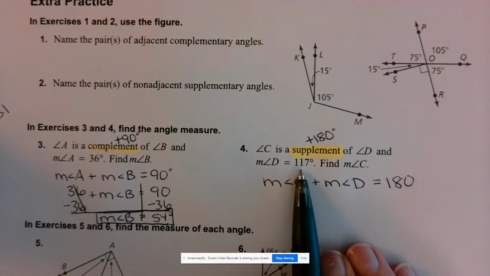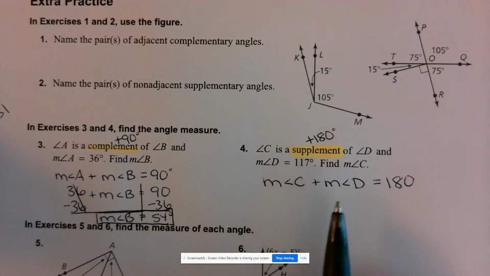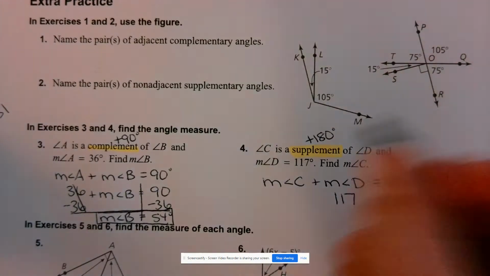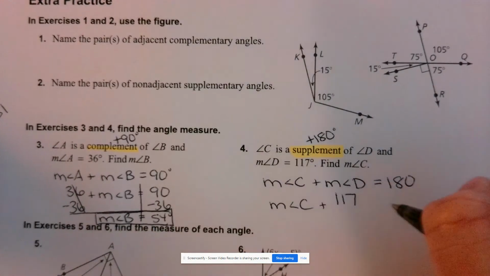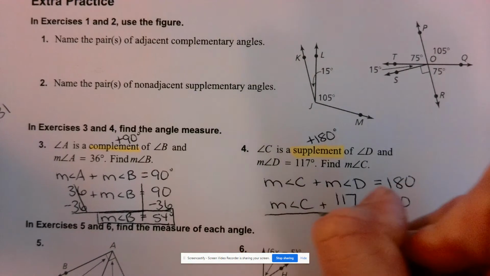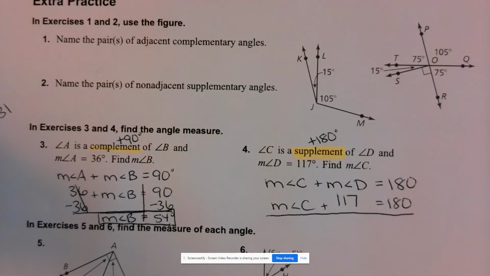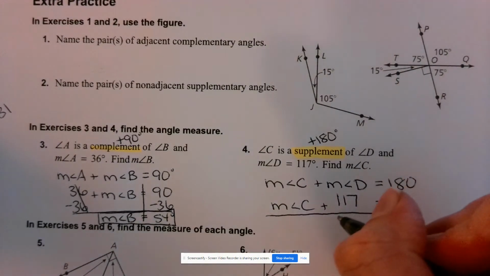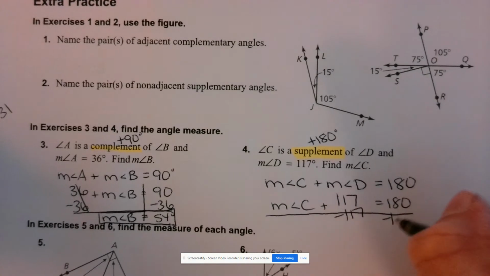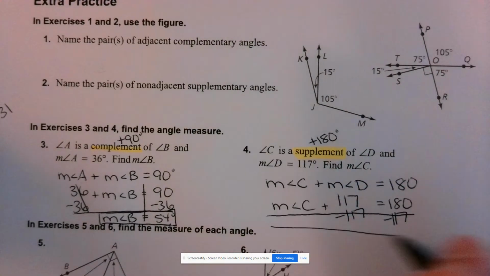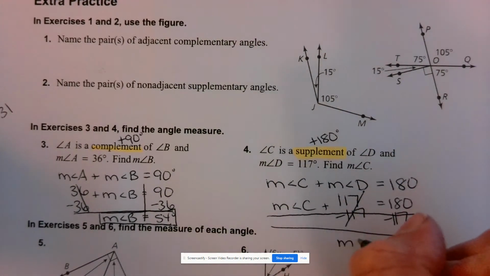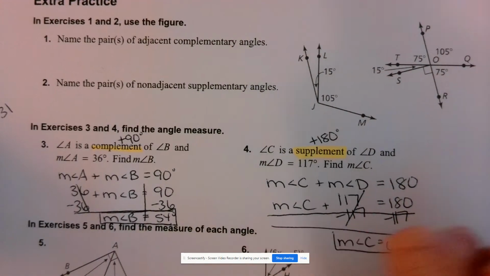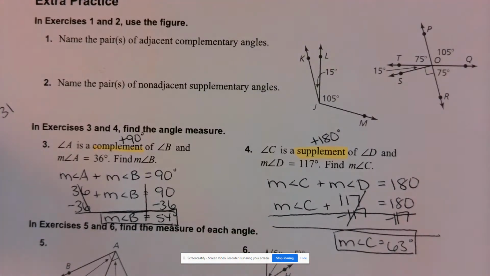They tell us that the measure of angle D is 117 degrees, so I'm going to plug that in. And to solve for the measure of angle C, I don't know why I drew a line right there. I need to subtract 117 from both sides. I meant to do that. So the measure of angle C is equal to 63 degrees. 180 minus 117.